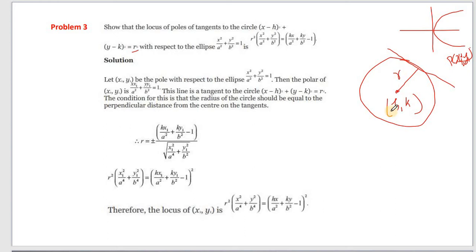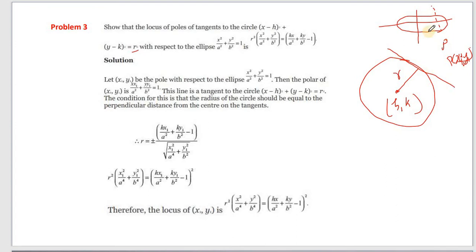So when it touches the circle, if we have r to be the radius of the circle, then the perpendicular distance of this point (h, k) to this line, what is the equation of the line? This is with respect to the ellipse, not the parabola, that we need to consider. So something like this, we have a chord passing through P of (x1, y1), and tangents. So all that you get.